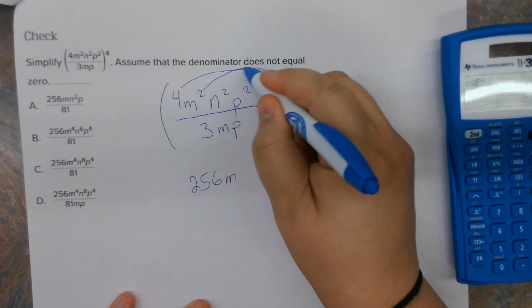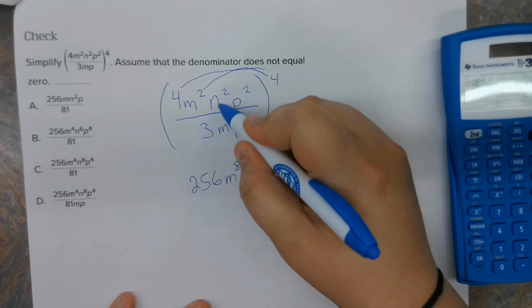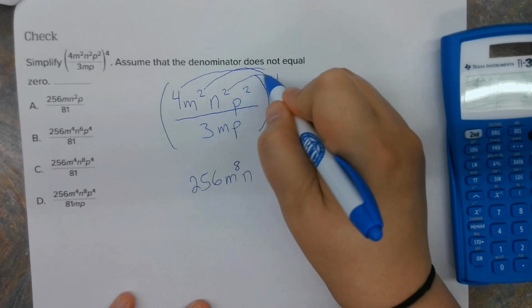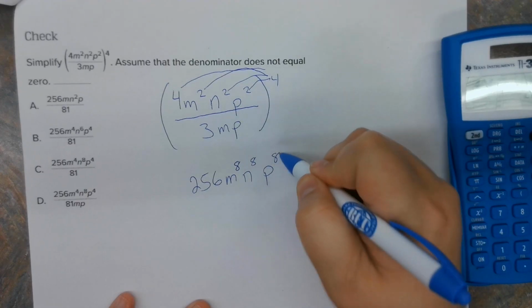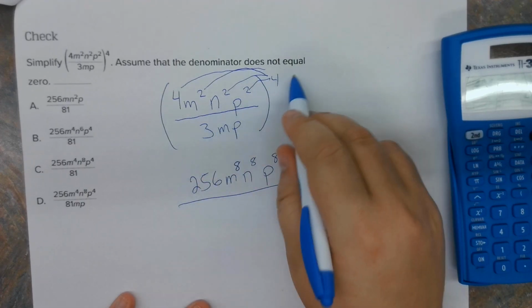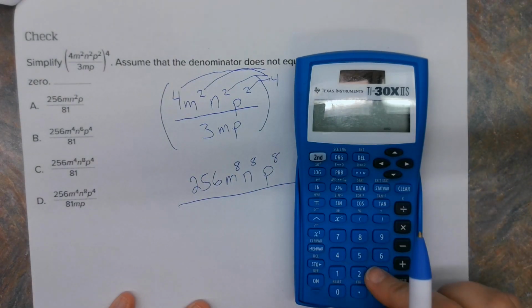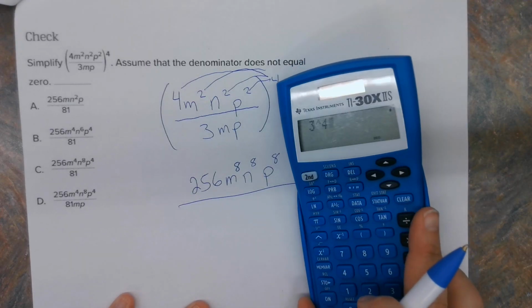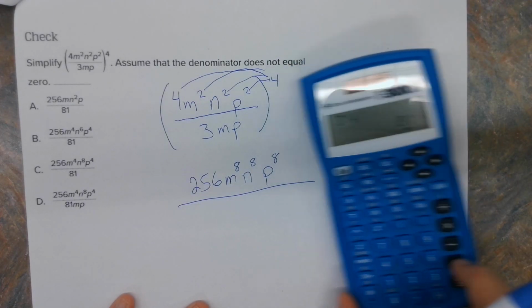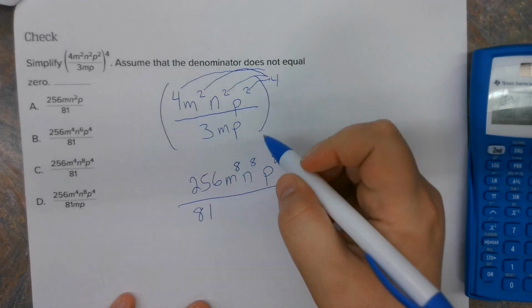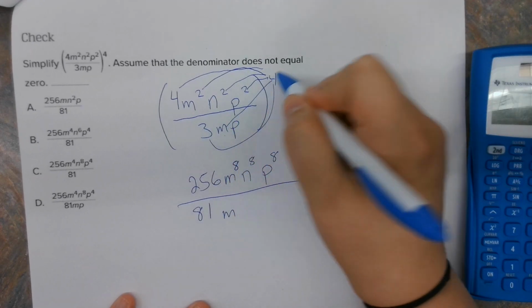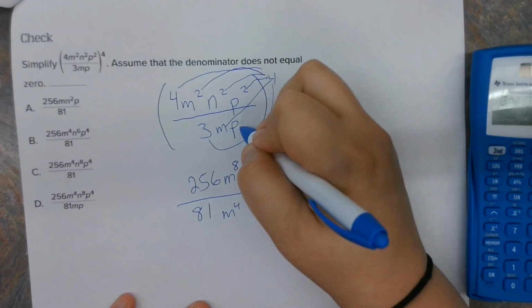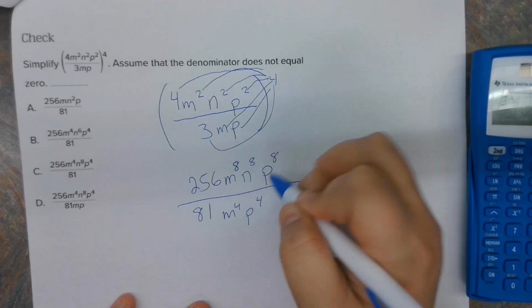M, 2 times 4 is 8. N, 2 times 4 is 8. P, 2 times 4 is 8. 3 to the 4th power. 3 caret 4 is 81. M, so I did the 3. M to the 4th. P to the 4th. Okay.